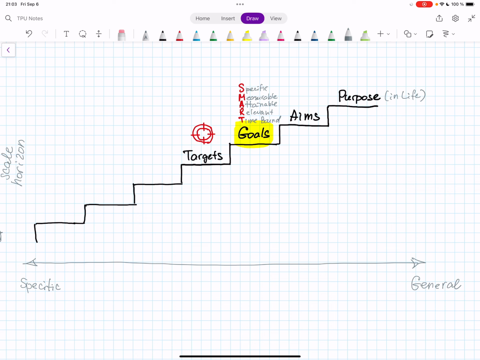So when you want to be more specific, okay? If you want even more specific goals, step down from targets, we will use the word objectives. Objectives, it's more like you can see what exactly needs to be done. Okay.